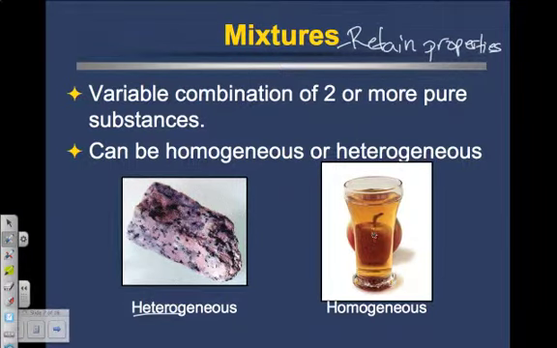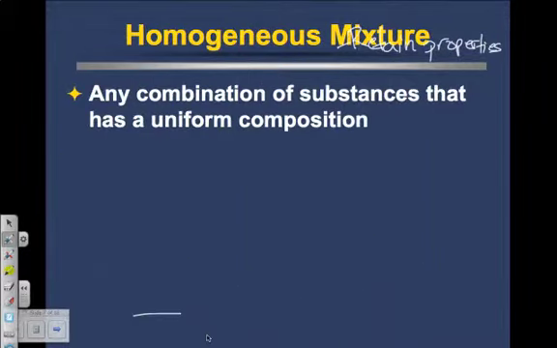So even though if I'm looking at this particular apple juice, it looks like one thing. I know that it's got sugar, it's got water in there, it's got different things in there, but it looks very uniform. It looks like one substance. So that's a homogeneous mixture. Homo means the same, hetero means different. So a homogeneous mixture is where you have a uniform composition. So the juice that we just saw was uniform. It looks like one thing.